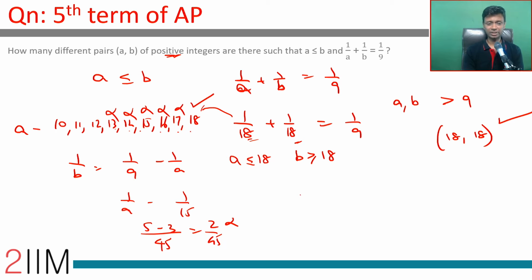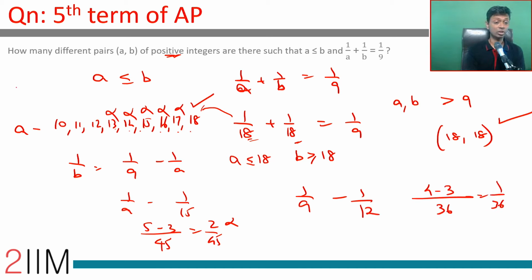12 might work. It has to have something in common with 9. 1 by 9 minus 1 by 12. 36 is common. 4 minus 3 by 36 is 1 by 36. Yep, that works. a equal to 12, b equal to 36. That is a possibility. So 12 works.